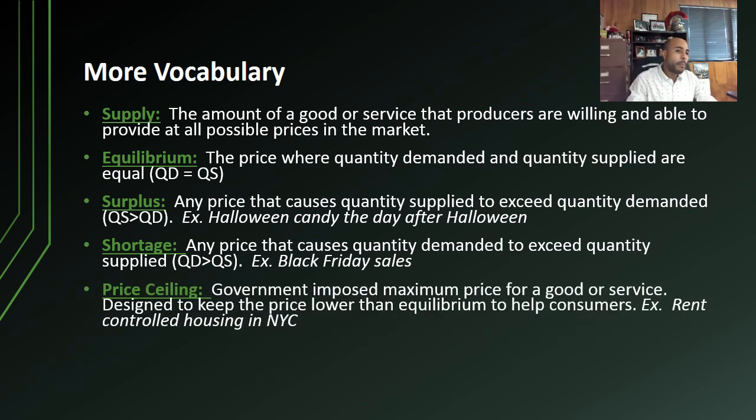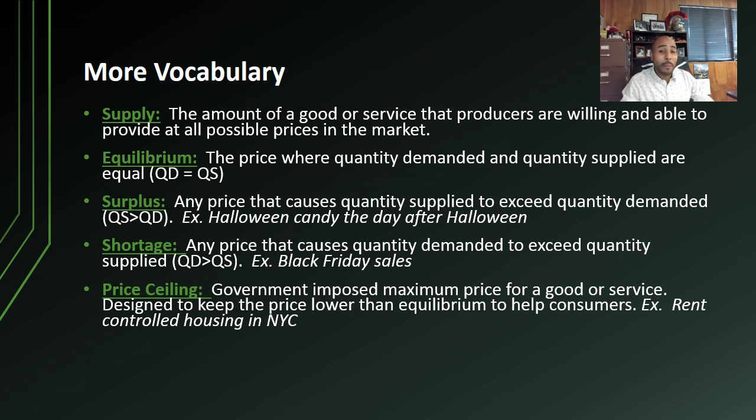Now, price ceiling. A price ceiling is when the government steps into a market and they impose a maximum price for that good or service. The whole purpose of a price ceiling, the reason why the government would institute a price ceiling, is because they want to lower the price. They want to keep it low enough that consumers can afford it. So the purpose of a price ceiling is to help consumers. A great example of this would be rent-controlled housing in big cities like New York, where the average cost of an apartment is too high for most people to afford. So the government will step in and create a price ceiling to keep the price artificially low.